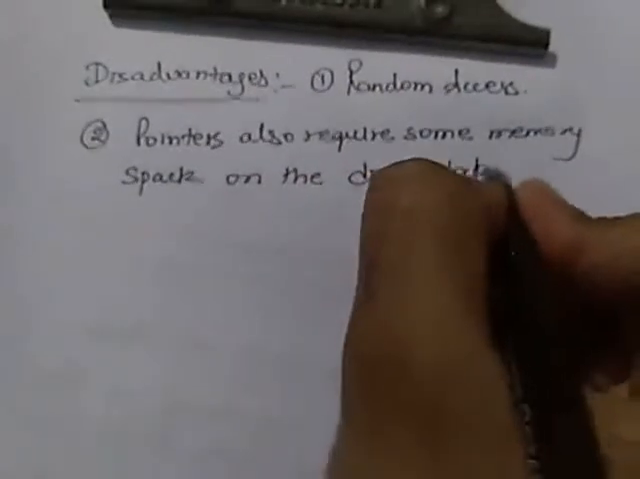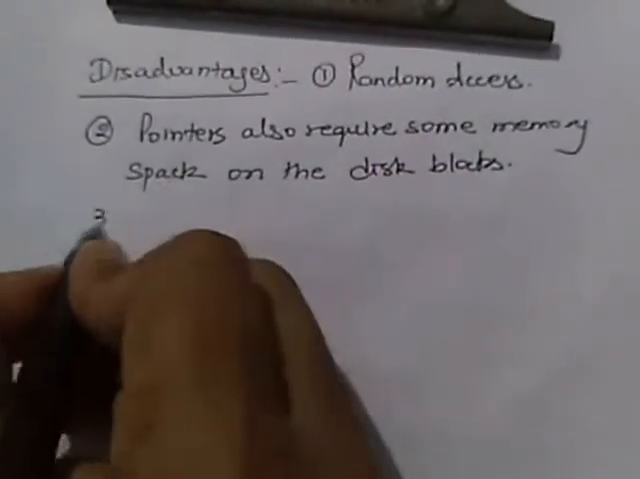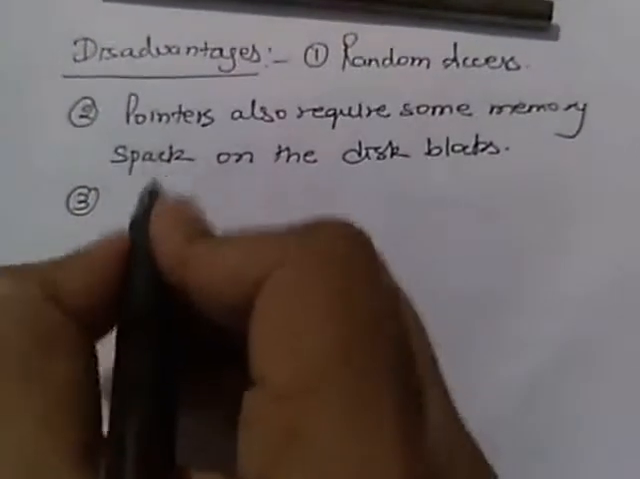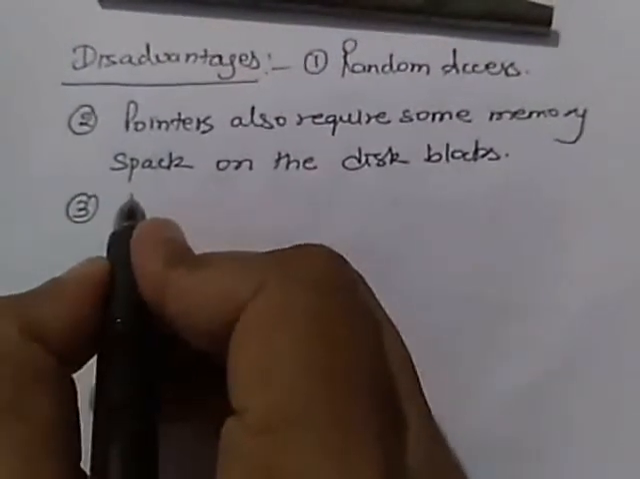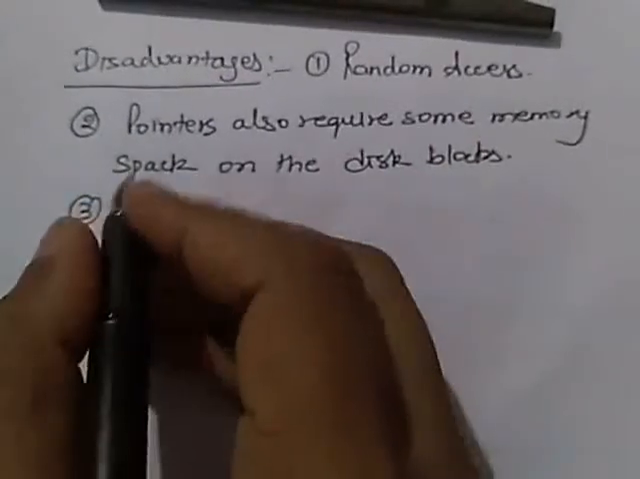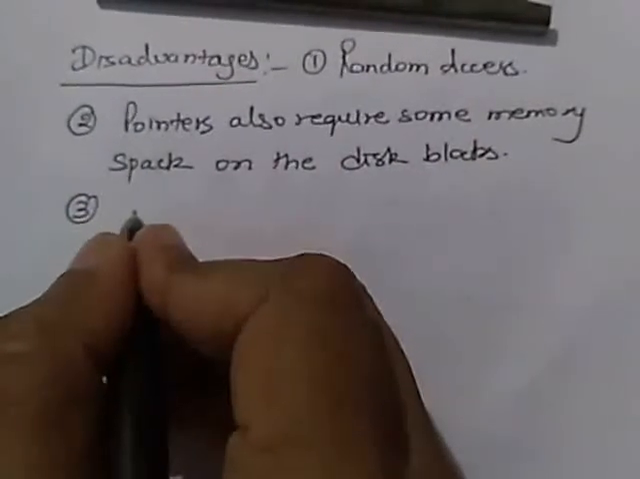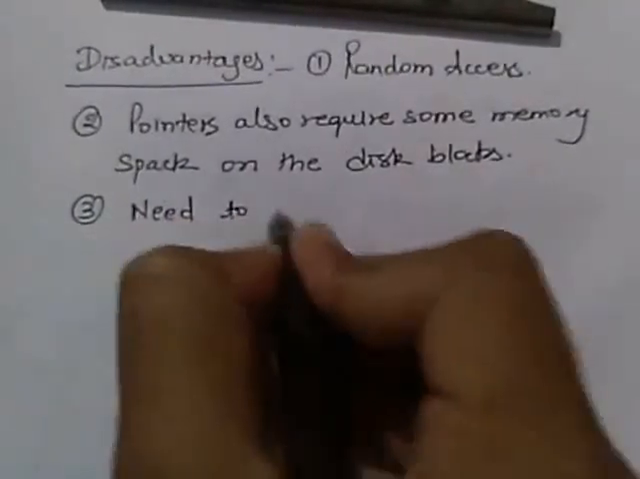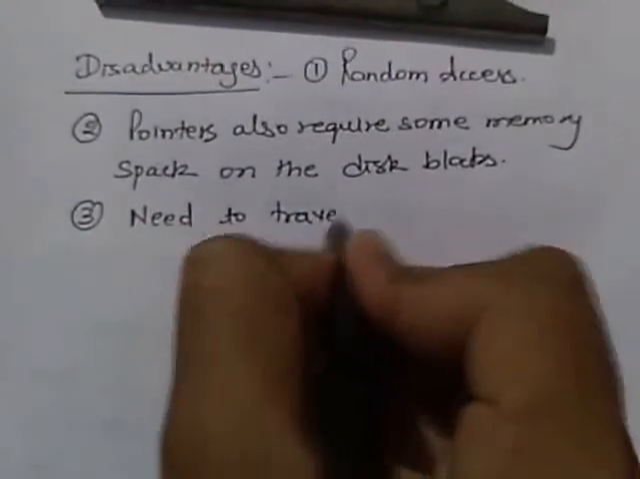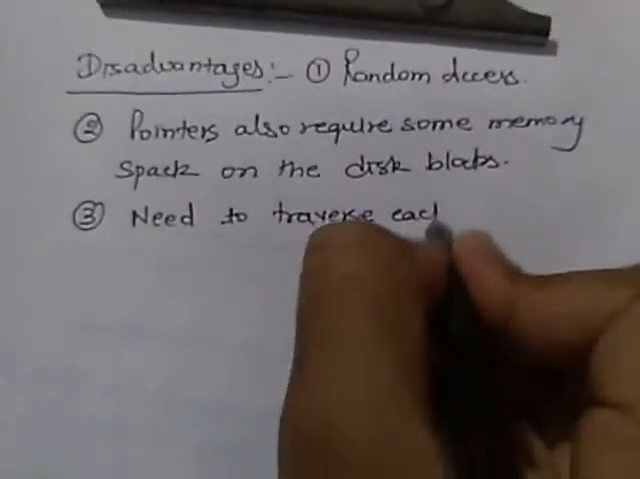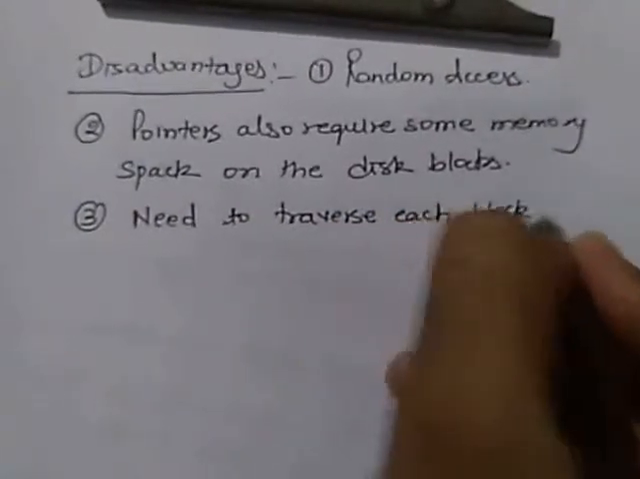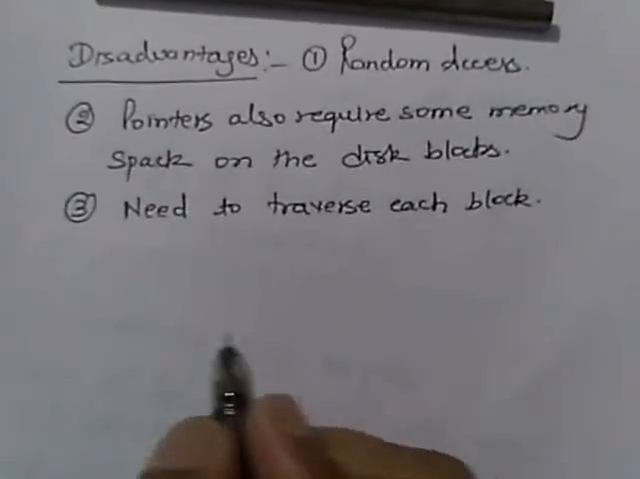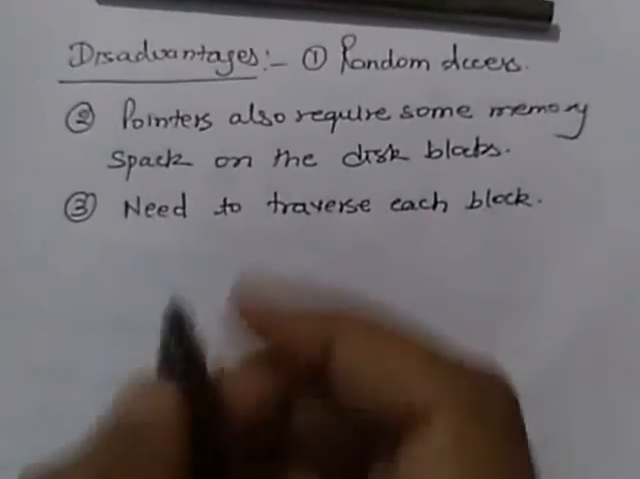Now the third disadvantage is, as we know that there is no random access, so we need to traverse each block. It means we need to fetch out each block in order to find the corresponding elements. So there is a need to traverse each block. Now, these are the advantages and disadvantages of linked list allocation.